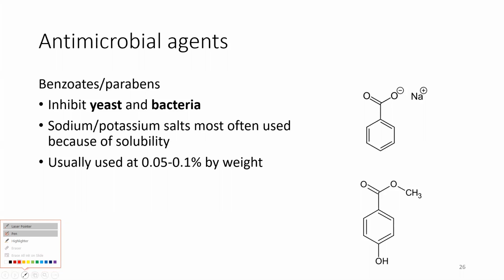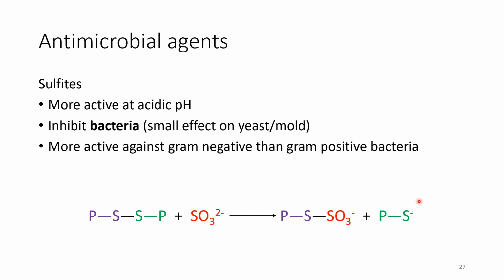So with the parabens, though, those are unaffected by pH. They're active at all pH ranges because we have taken this acid group and converted it to that methyl ester. And so now it is not changed by pH, unless we went super alkaline, which we wouldn't in food. So if you have a product that's really at a neutral pH, parabens would be the choice to inhibit these yeast and bacteria.